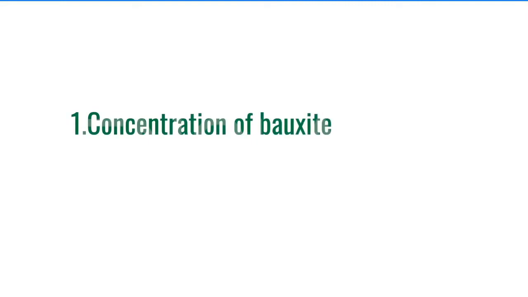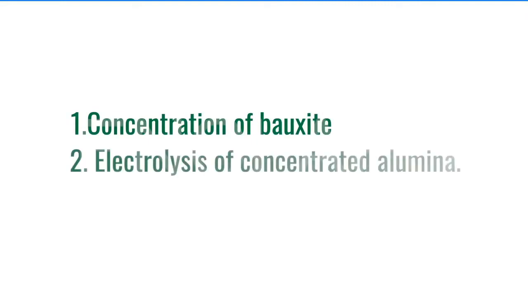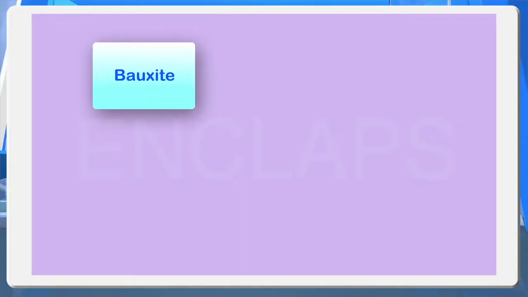This industrial production of aluminium involves two stages, and they are concentration of the bauxite and electrolysis of concentrated alumina. So we can discuss each of these stages in detail. The first stage is the concentration of bauxite. In order to understand this in detail, we can consider a flow chart.